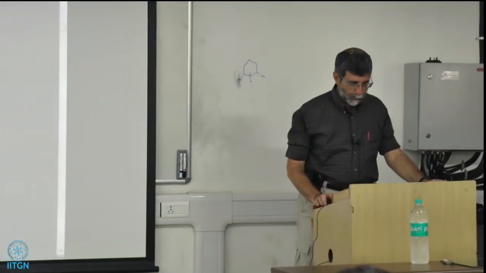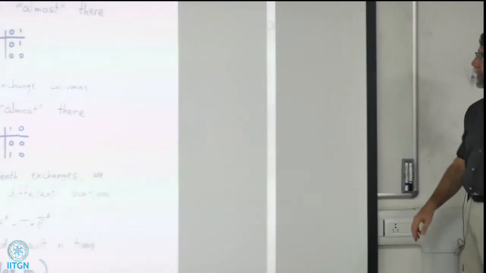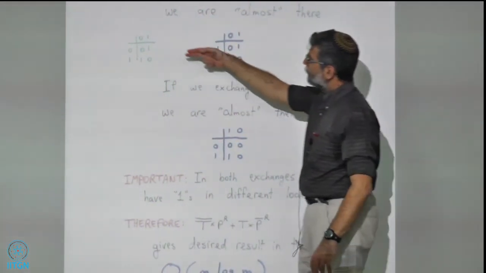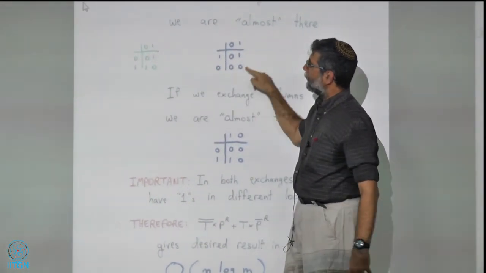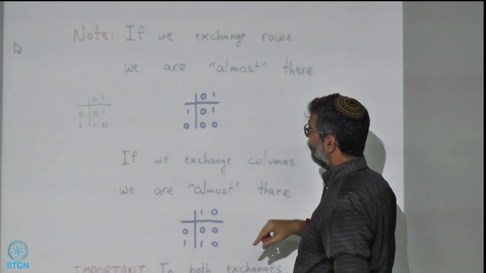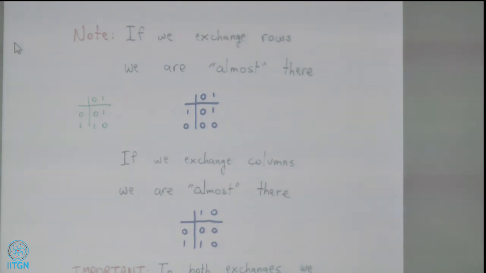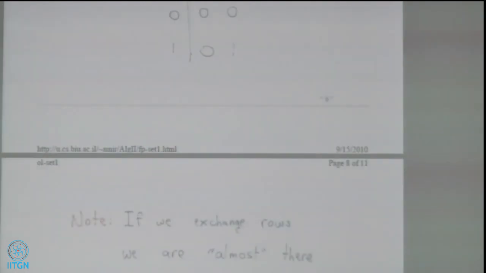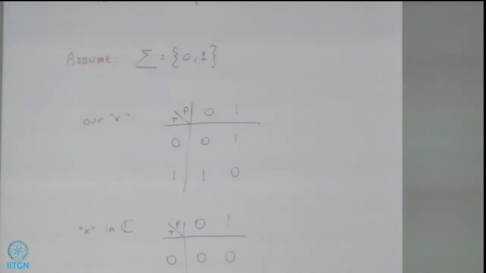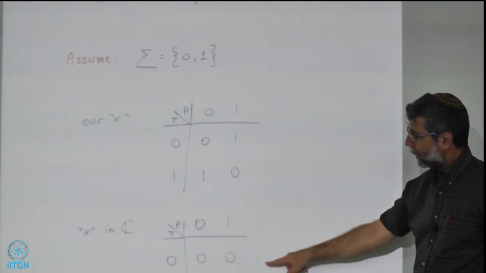So let's see how we're moving. If we exchange the rows in our multiplication table, we're almost there. So see our multiplication table. Do I have it somewhere? Where was our multiplication table? Okay, so this was our multiplication table, and this is the table that we want to get to.